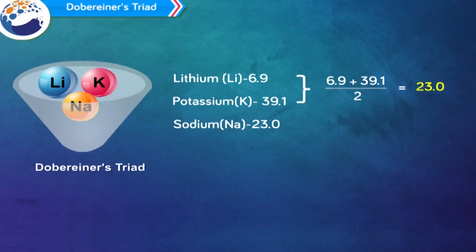Let us consider an example. In the corresponding image, the atomic mass of element 1, which is lithium, is 6.9, and the atomic mass of element 3, that is potassium, is 39.1. So if we take the mean of these two elements, it comes to 23, which is the atomic mass of element 2, that is sodium.